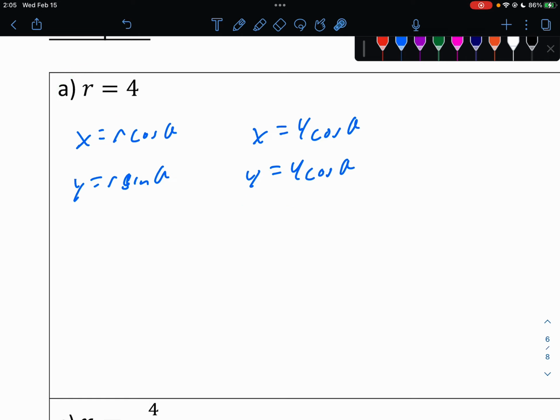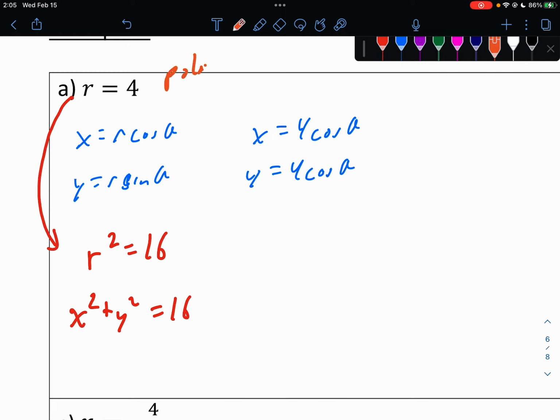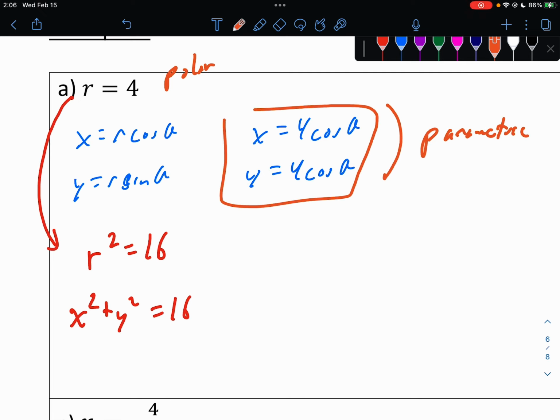And if we wanted to put it into rectangular form, which the question isn't asking, but just for practice, if we square both sides, we would get this. And r squared is x squared plus y squared equals 16. So we have all three forms here. Polar, parametric, which is what the question is actually asking us to do, and rectangular, of all the same formula.